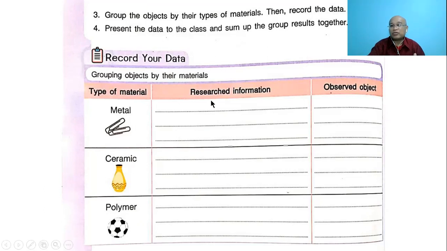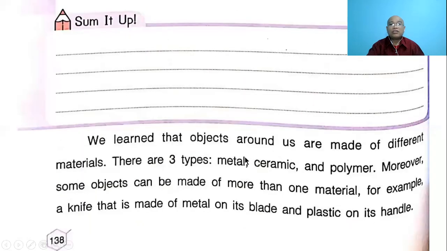And so what did you research? You search the information here. If it is a metal, then you type here and write something. The observed object, type here also. Now you sum it up. Well, after you sum it up, you can take note of this.